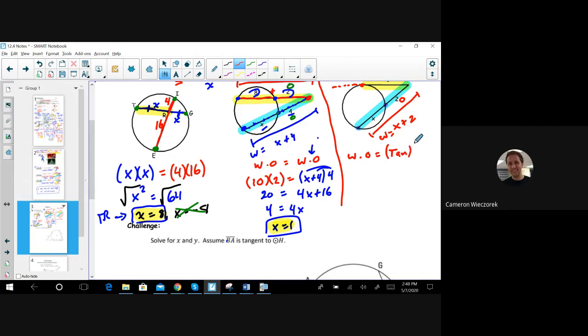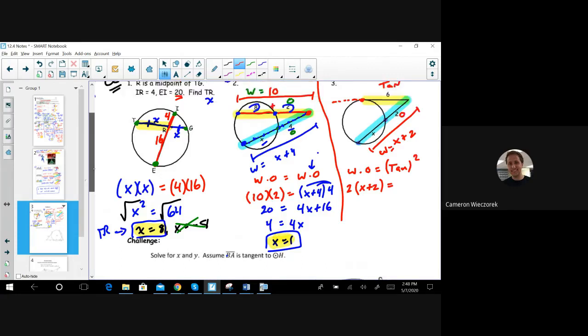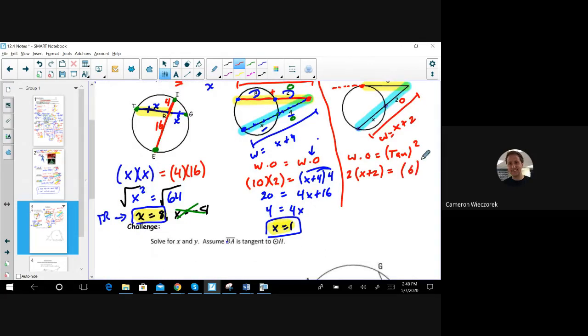So I only have one secant this time, not 2. The whole piece was x plus 2. The outer part was 2, so 2 times x plus 2 equals, the tangent piece was 6, but I square it. So 6 squared. Distribute, or divide by 2, your choice. I'm going to do 2x plus 4 equals 36. Move the 4 over. 2x equals 32. Divide by 2. X equals 16. That's it. All they wanted was for you to find x. You don't have to plug anything back in because they didn't ask for it.